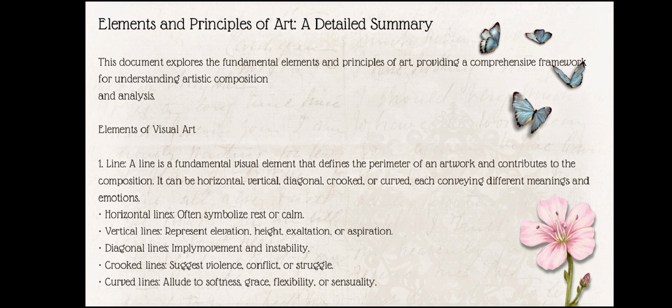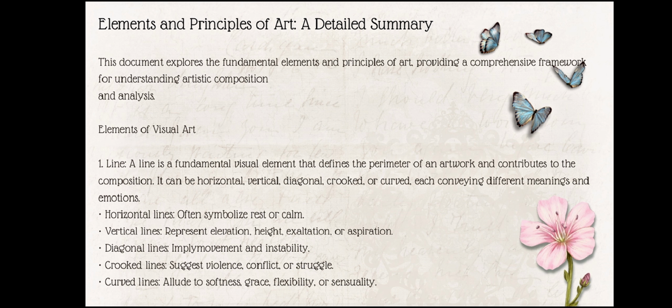So, the second is vertical lines. They represent elevation, height, exaltation, or aspiration. So, examples are a painting of tall buildings, and another, a tree painting. Those are the examples of vertical lines. So vertical lines suggest strength and power.